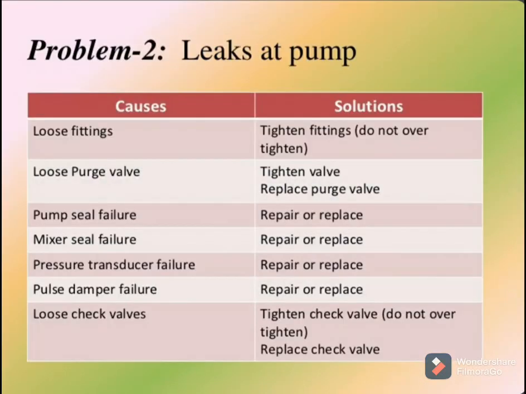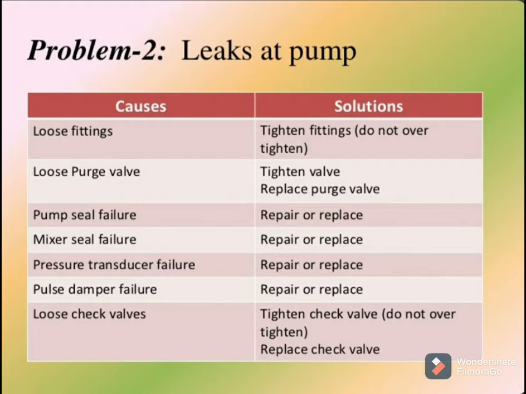Next is leak at pump. When we detect a leak at the pump, what is the cause? Loose fitting: tighten the fitting, do not over tighten. Loose purge valve: tighten the valve, or replace the purge valve. Next is pump seal failure: repair or replace. Mixer seal failure: repair or replace. Pressure transducer failure: repair or replace. Pulse damper failure: repair or replace. That is our solution. We can't do anything ourselves; with the help of the engineer, we can replace all these things and rectify the problem with the HPLC.